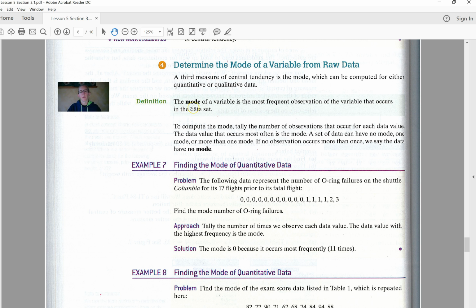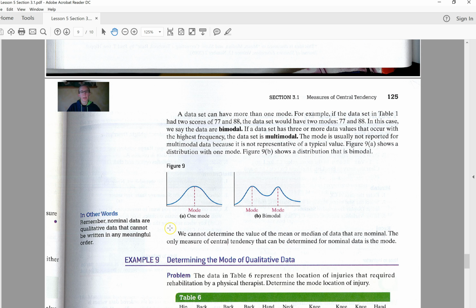The mode is the variable or data value that occurs most often. And literally, you just look at the data set and find out which one occurs most often. When looking at a data set that's been arranged with a histogram or a bell curve, the mode is going to be the data value associated with the highest peak. In this graph on the left, there is only one peak, so there is only one mode.